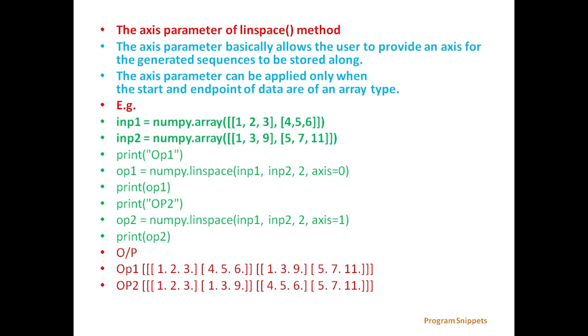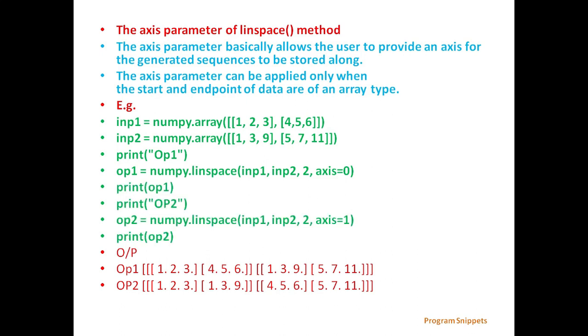For example, here two NumPy arrays are defined, with the first array elements as 1, 2, 3 and 4, 5, 6, and the second array elements as 1, 3, 9 and 5, 7, 11. And if we give the linspace function with axis 0 and the linspace function with axis 1, it will give the output. First it will print the linspace function with elements 1, 2, 3, 4, 5, 6 and second 1, 3, 9 and 5, 7, 11. And if we give the axis as 1, it will combine 1, 2, 3 and 1, 3, 9 and 4, 5, 6 and 5, 7, 11.